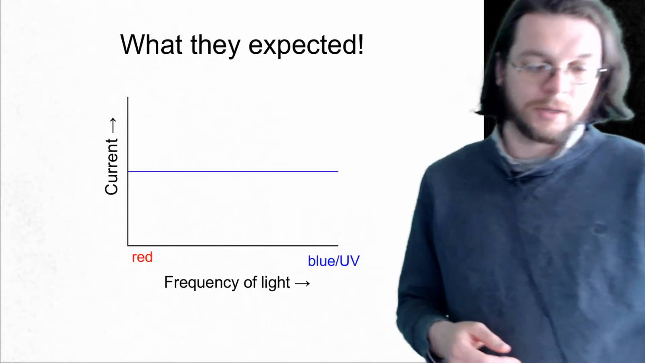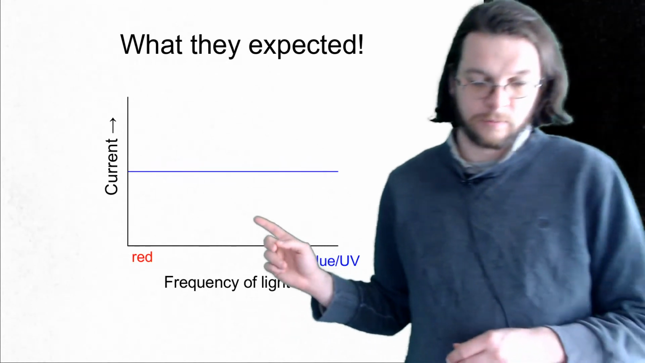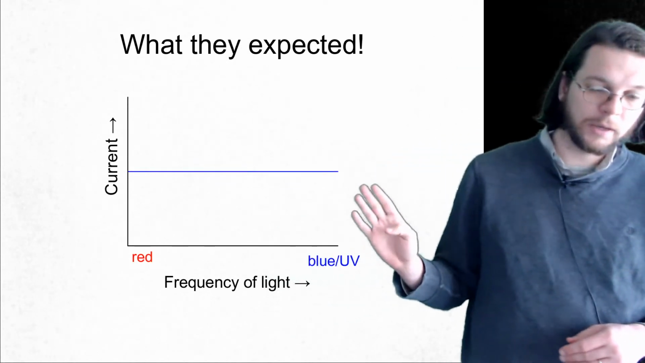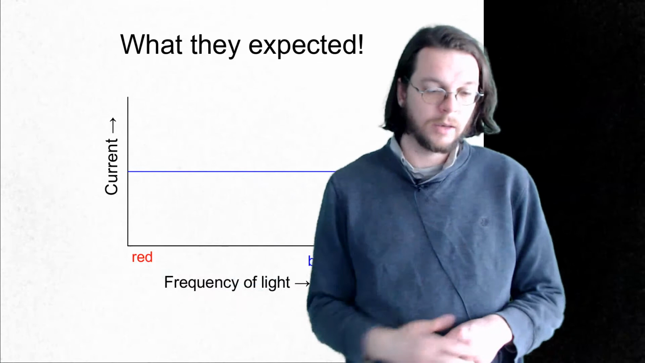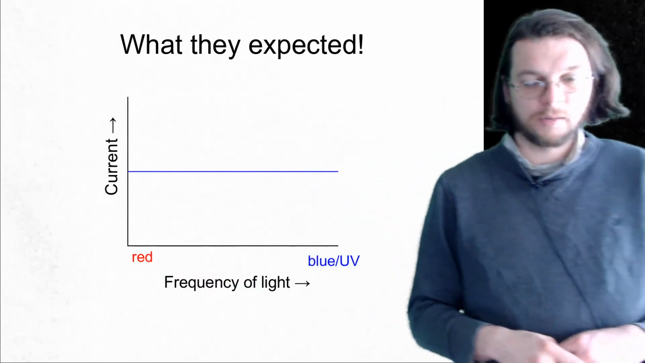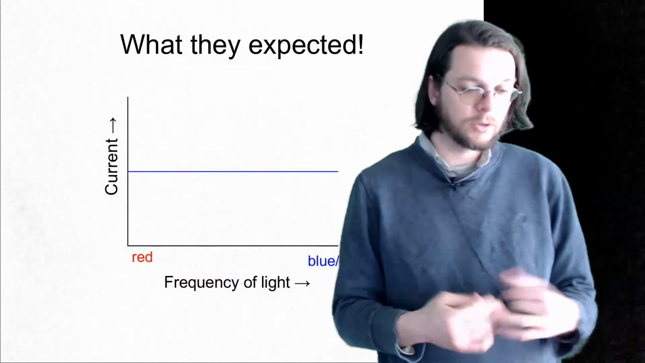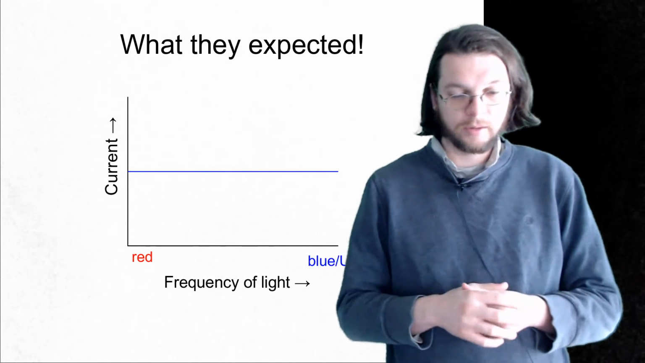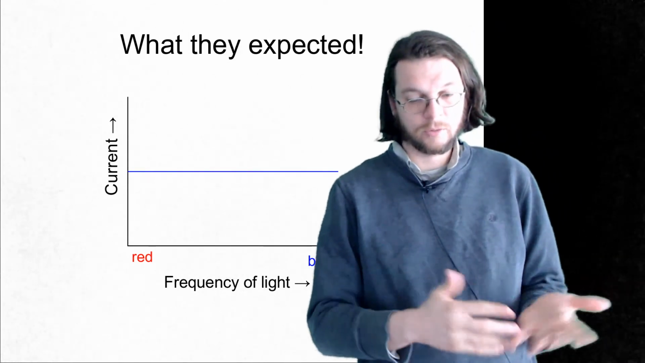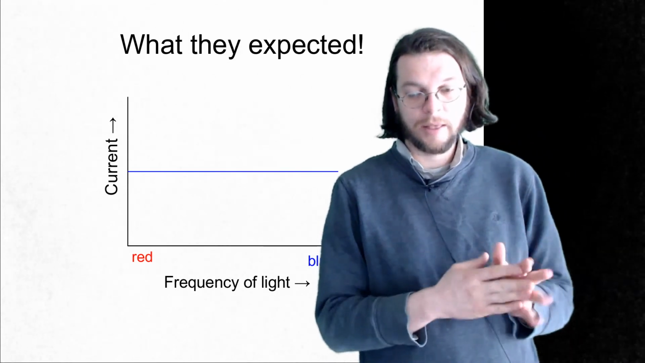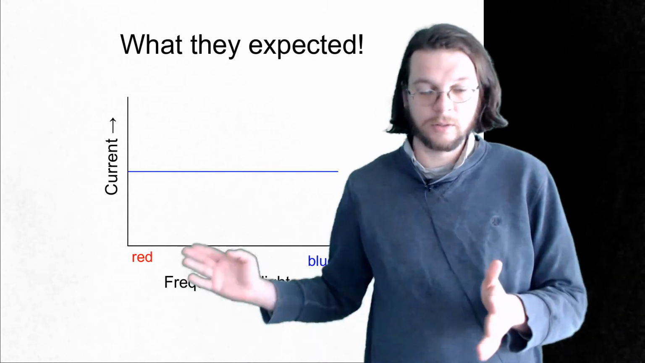Now, it's important to say what they expected was this. They expected that any kind of light that was hitting that plate is carrying some amount of energy, and so enough of that light, intense enough of that light, should be able to liberate electrons and allow them to be accelerated to the other side of the plate.